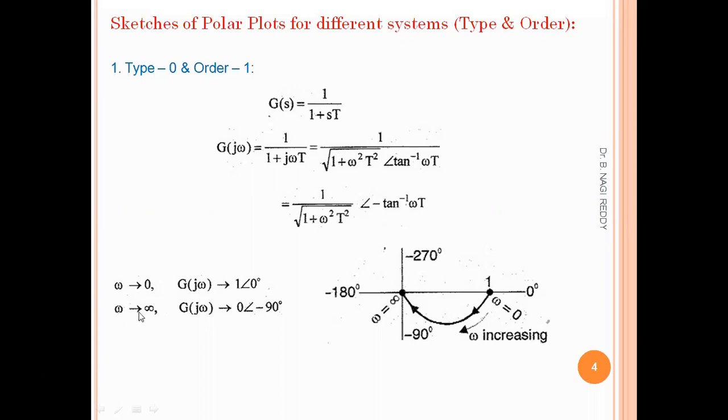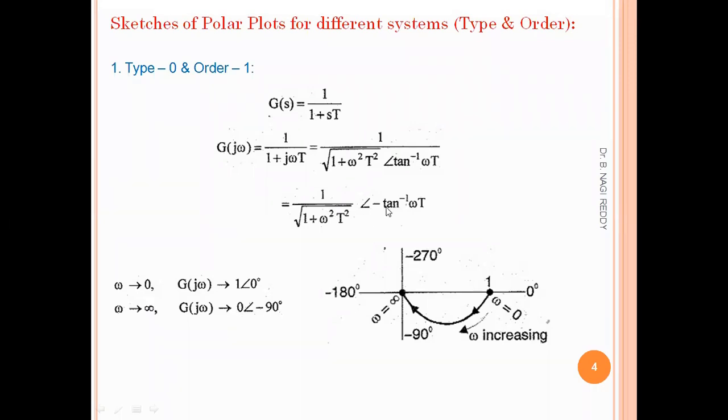So it will start from here, and where will it end? Of course, the maximum value of omega is infinity, right? So now we will check. Substitute infinity here. Now 1 by square root of 1 plus infinity square. Infinity square into anything is infinity only. So infinity plus 1 is infinity. Under root, infinity is infinity. So 1 by infinity will be the magnitude. 1 by infinity is nothing but 0. So that means the magnitude is 0.